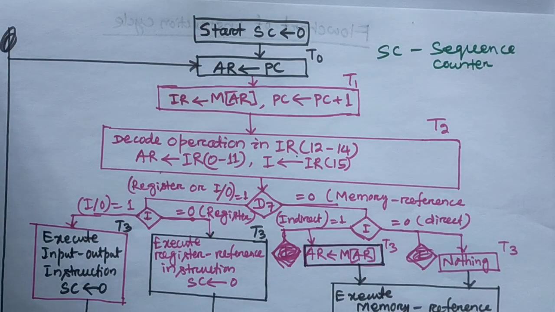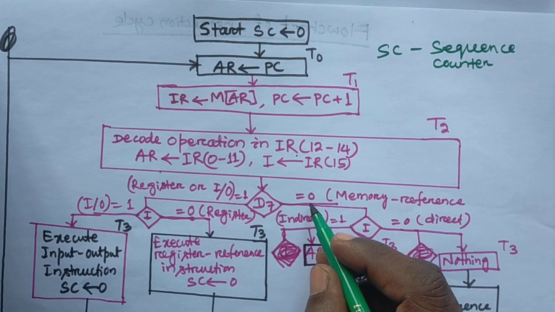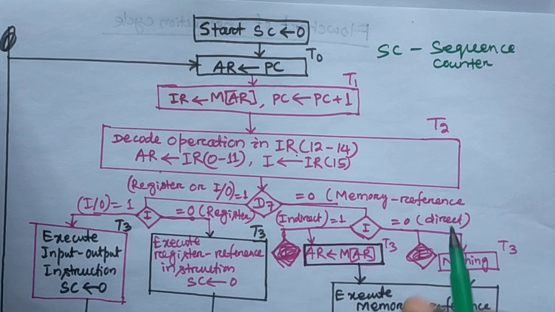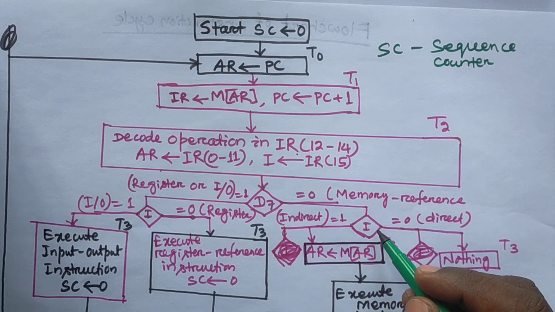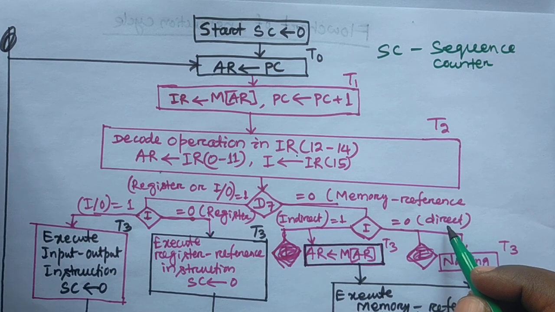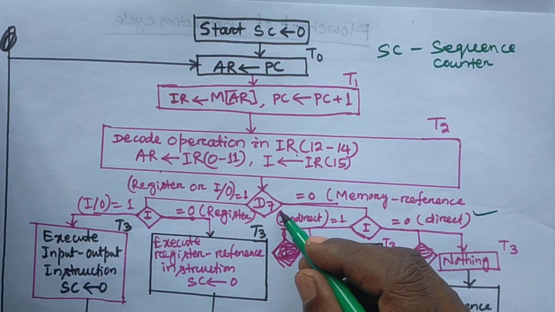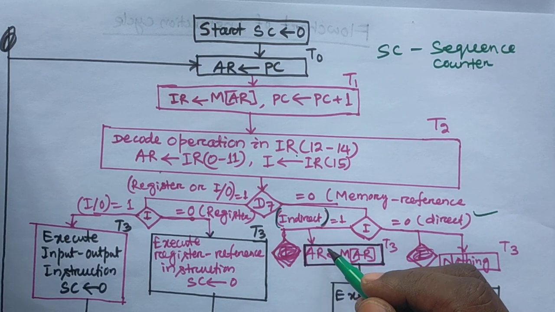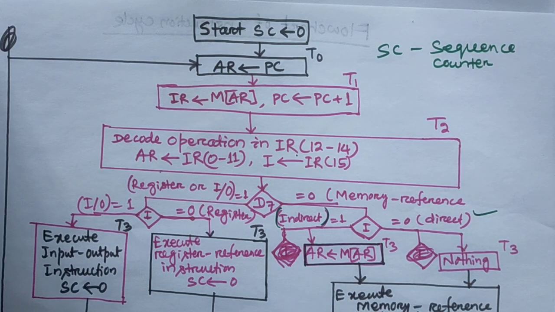Now we see, if D7 is 0, then we go through memory reference. Then identify whether data is accessed directly or indirectly. Again that depends on I. If I is equal to 0, then we go through direct accessing of data from memory. If I is equal to 1, then it is an indirect address. If I is equal to 0, direct address, there is nothing to search, because the operand is there and we can use it directly.